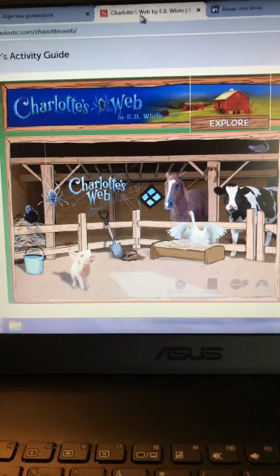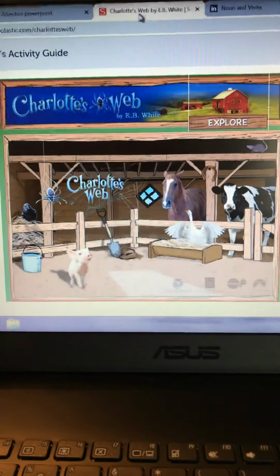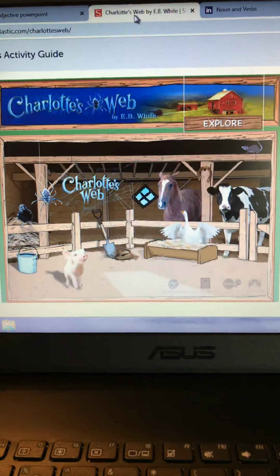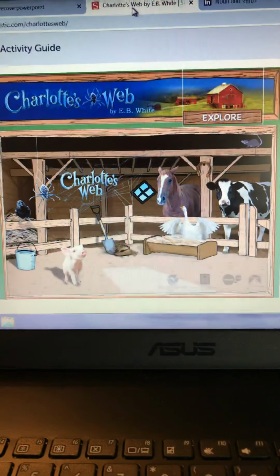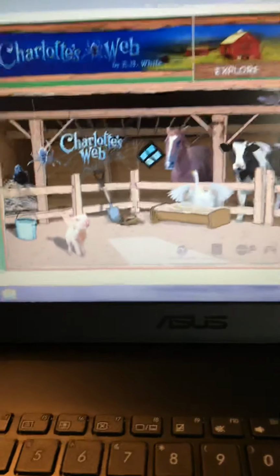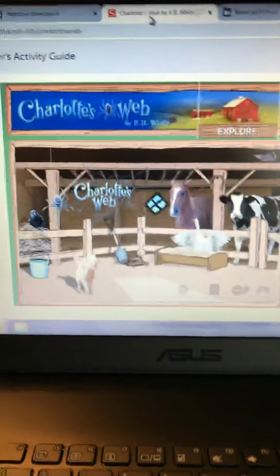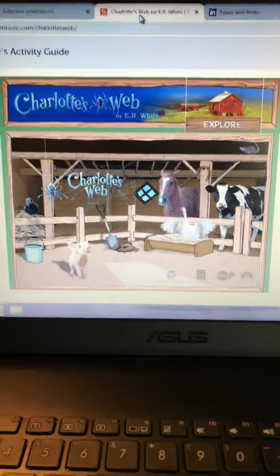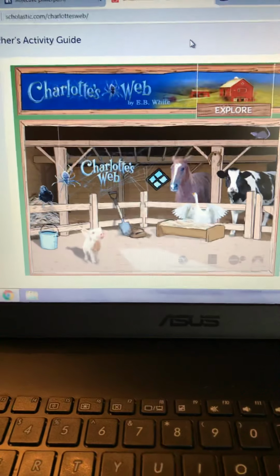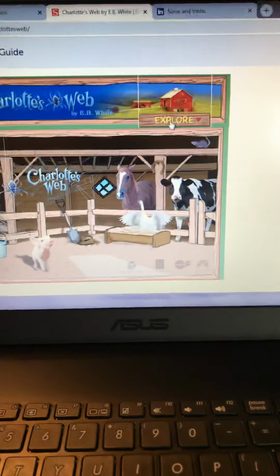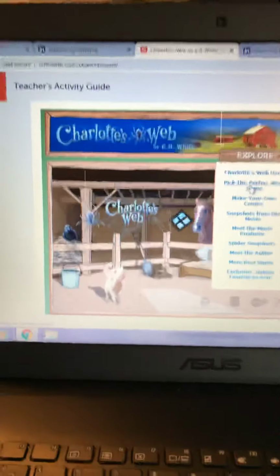Now we're going to practice recognizing nouns, verbs, and adjectives by playing this little game. It is on scholastic.com/Charlotte's Web. So if you would like to play it, you would go to scholastic.com and go to Charlotte's Web. There is a little activity. You do have to have a flash plug-in for this. If you don't have one on your computer, they will give you one for free. But if you go where it says Explore, you can go down and find where it says Pick the Perfect Word Game.